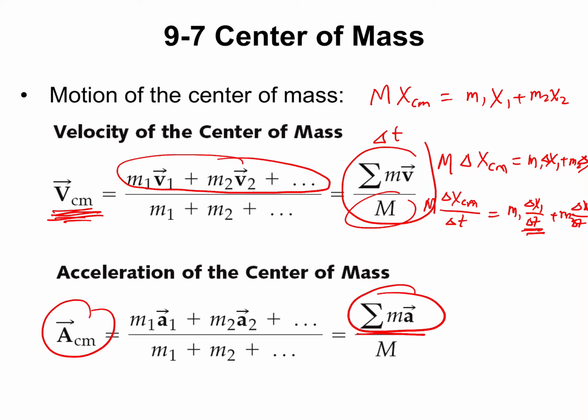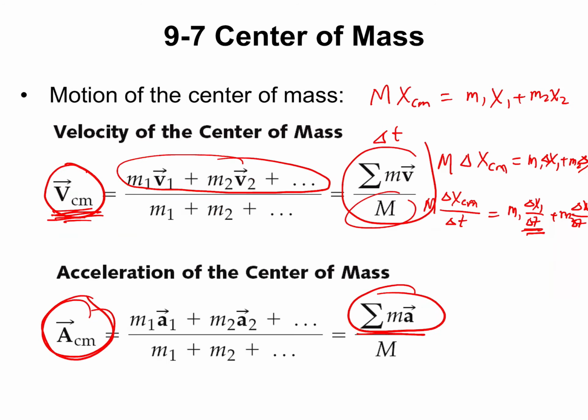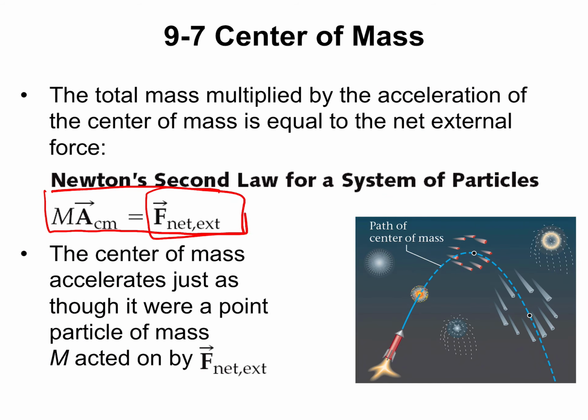So for a system with a lot of objects that move randomly, you can always use the center of mass to represent the motion of the whole system. And based on Newton's second law, total mass times the acceleration of the center of mass, which we calculated here, equals the net force on this system. The net force is the external force, because internal forces always cancel each other, so you look at the external force.